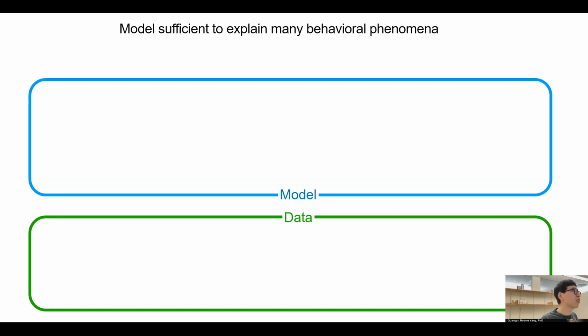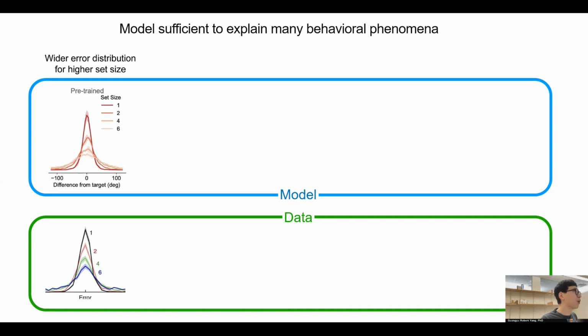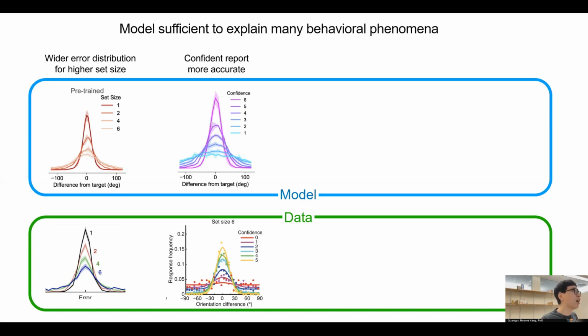And I'll just also briefly say that besides these two measures that I've shown you, our models can also match the data on many other important measures that people have looked at over the decades. For example, when you have a higher set size in the continuous report task, you have a wider error distribution. When the network or the human is more confident, your reports tend to be more accurate. So your distribution of reports is more centered around the correct option.